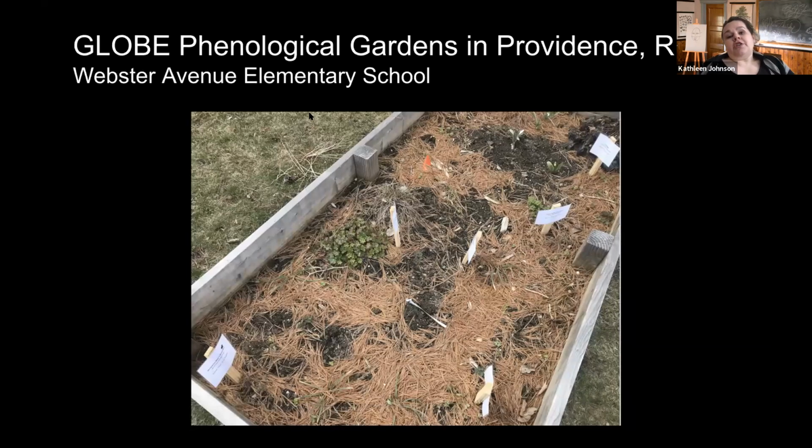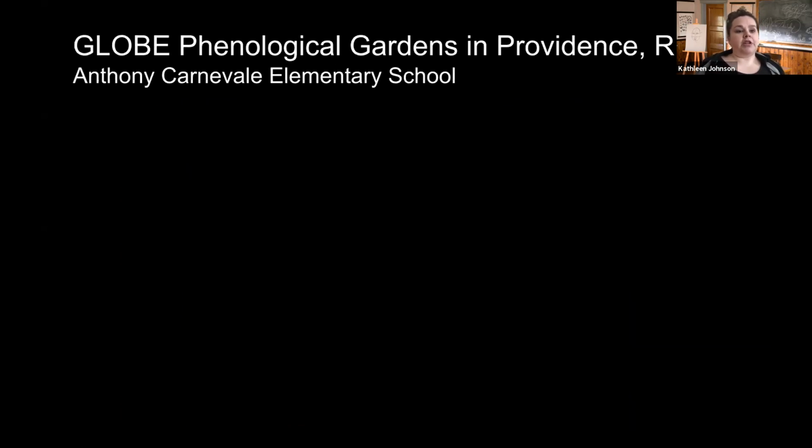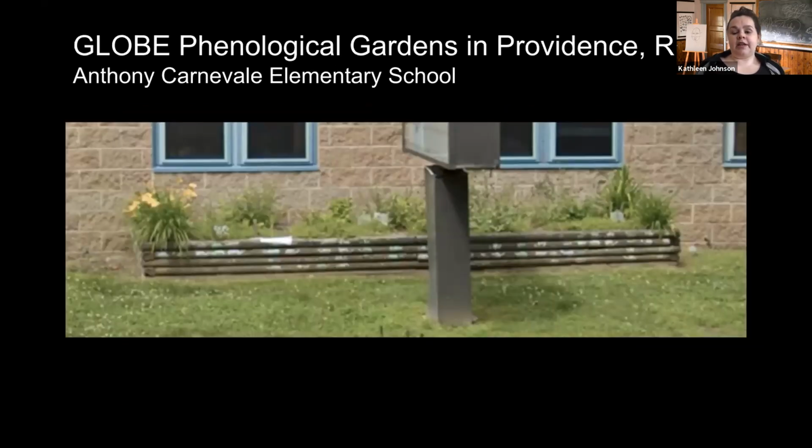To support phenological explorations and investigations in Providence, we have successfully planted 3 gardens at 3 different schools in Providence. One of those schools was Webster Avenue Elementary School. This is their garden in the early spring. You can just barely see some snowdrops back here that are flowering. And then this is late spring with the garden sprung up. We have also planted at Anthony Carnevale Elementary School. This is their garden in the early spring, and this is their garden in the late spring.